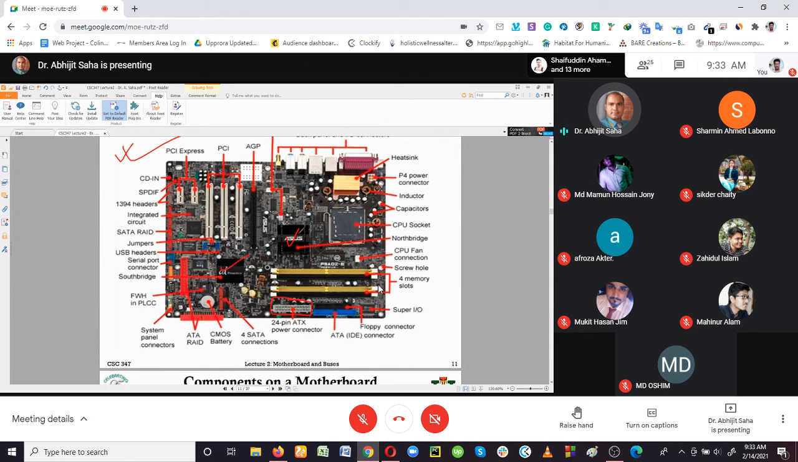So you should have to tell that this is the north bridge, this is the south bridge. I'm going to ask you what it is and what it is, and what is the difference between them. So you should have to answer them. What is it, and why do we need it?